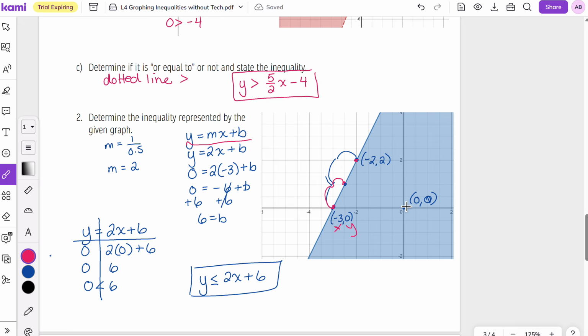And again, because 0, 0 is in our solution region, we can use that. If it wasn't in our solution region, we would just pick any other ordered pair to replace into our equation to find the inequality sign. But we want to pick something that's in the shaded region so that we know we're looking for something true. So we end up with 0 and 6, 0 on the left, 6 on the right. The inequality sign that would make that true would be a less than sign. And then because our line is solid, we would need that or equal symbol, giving us our equation y is less than or equal to 2x plus 6.